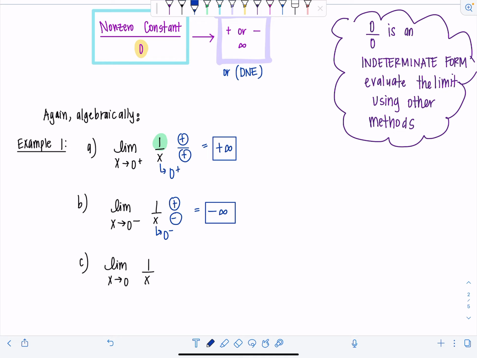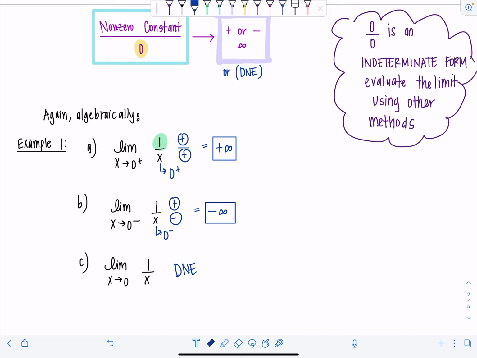And then last limit here is the limit as x approaches 0. Notice it's a two-sided limit. We're not specifying from which side. So we have to check. Does the limit from the left side of 0 equal the limit from the right side of 0? No, it does not. So now we can write this limit does not exist. And you guys, I didn't put equals does not exist because this limit doesn't equal anything. Okay? Don't put an equal sign when it's DNE.